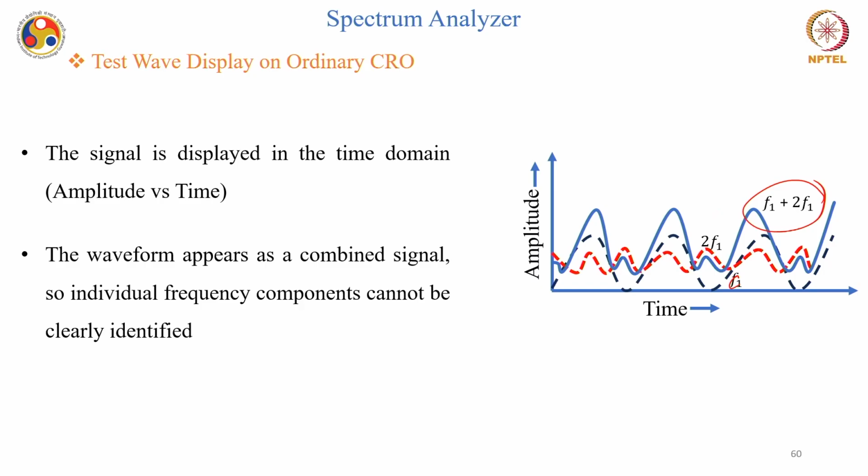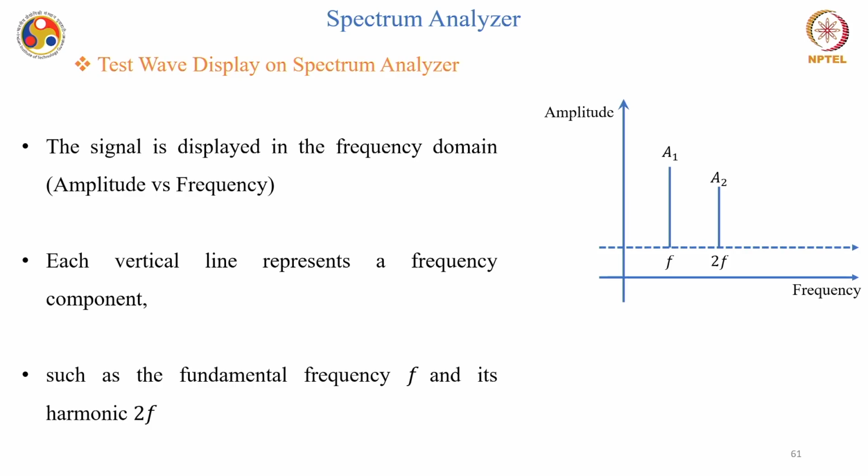They seem to be merged and cannot be understood separately, while if you display them over a spectrum analyzer, you can clearly see their individual frequency components. So, the signal is displayed in the frequency domain, or amplitude versus frequency, on the screen of a spectrum analyzer, and each vertical line here represents a frequency component such as the fundamental frequency F and any other harmonic like 2F and so on.